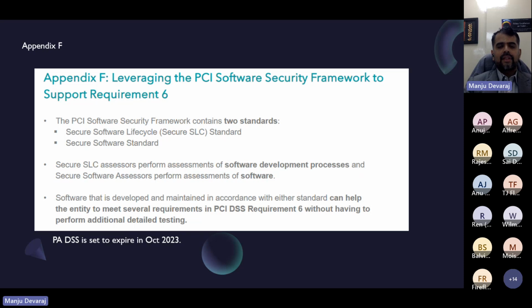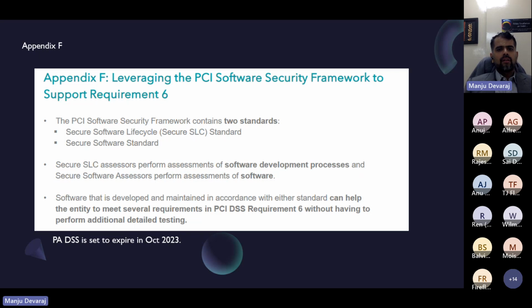So the new standard is SSF. There are two standards under the SSF. One is the secure software lifecycle standard, meaning the full software security lifecycle of the product development. Another is the secure software standard itself. Two things, right? Why are there two standards? To fit in all the different scenarios, right? So something doesn't have to go through a full life cycle, right? That's why these two standards are coming.